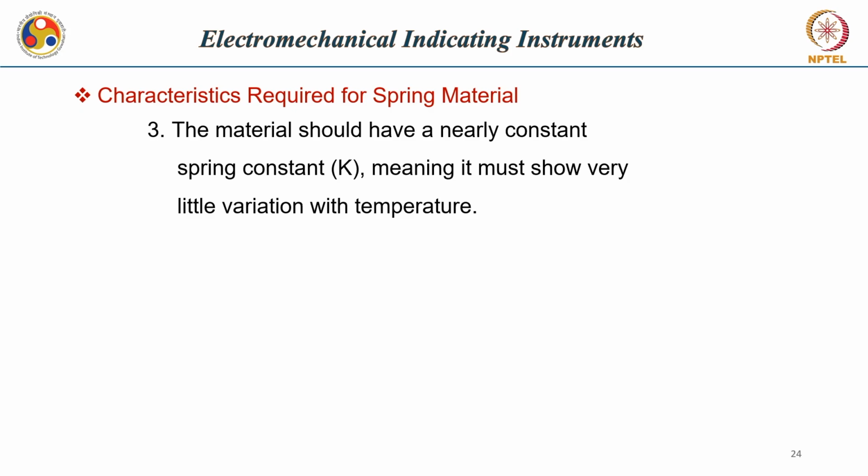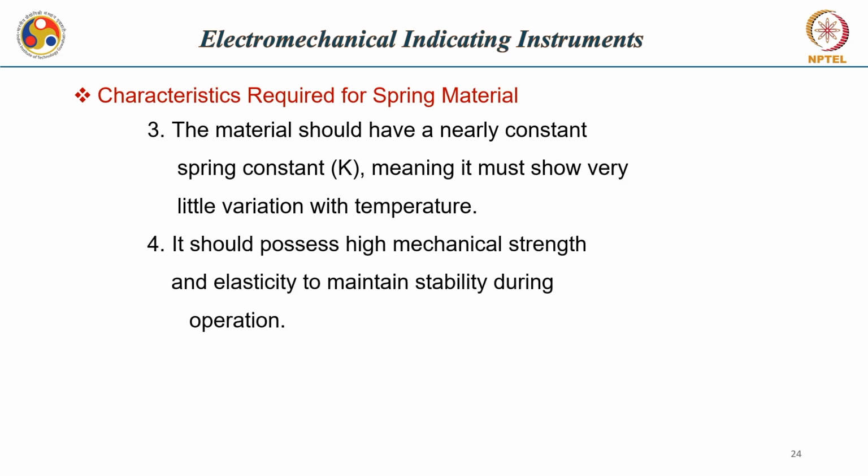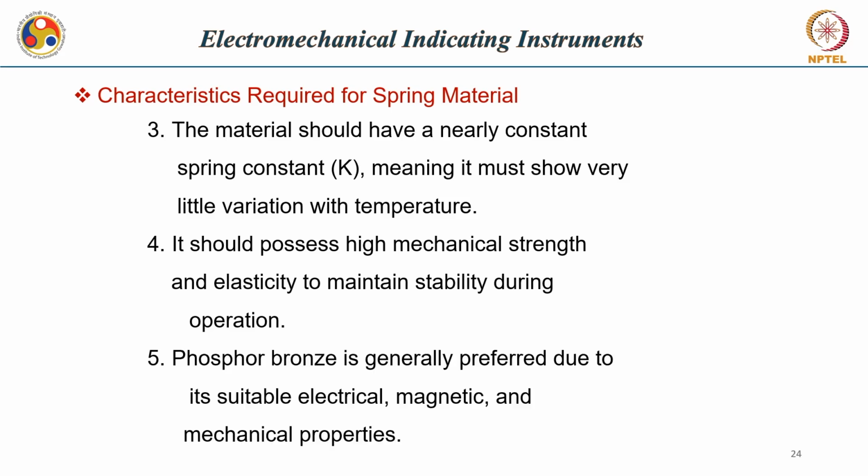It must show very little variation with temperature. Otherwise you may not be able to figure out whether the value of Tc is changing because of the deflection, countering Td, or because of the temperature. It should possess high mechanical strength and elasticity to maintain stability during operation, basically to avoid any kind of fatigue. That is why phosphor bronze has been chosen, because of its suitability in terms of electrical conductivity, its magnetic behavior and its mechanical properties.